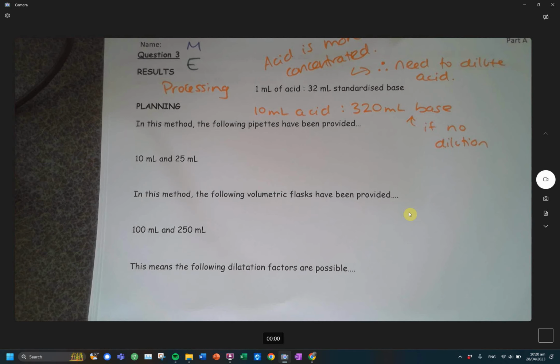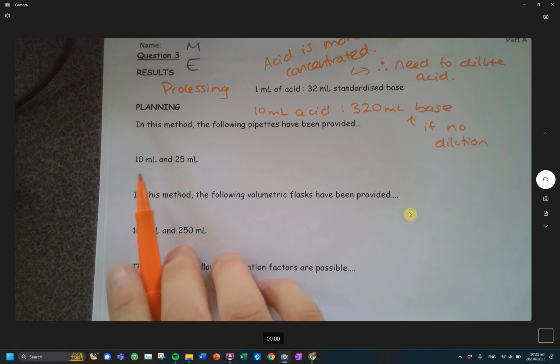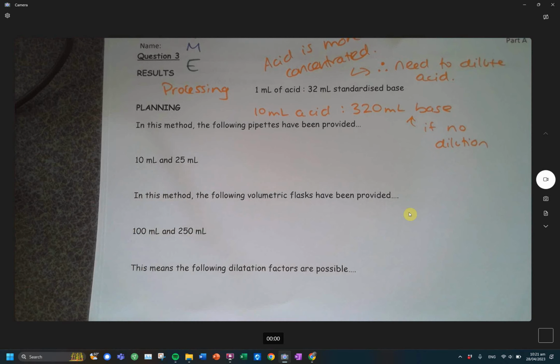All right, the next thing I then look at is my planning section and thinking about, okay, what has been provided for me and what can I do? So I have been provided 2 different pipettes. And these pipettes are important because what they tell us is what volumes am I using in order for my dilutions, and also what volumes am I using for my aliquots after I have done those dilutions. So these are the pipettes that I'm working with.